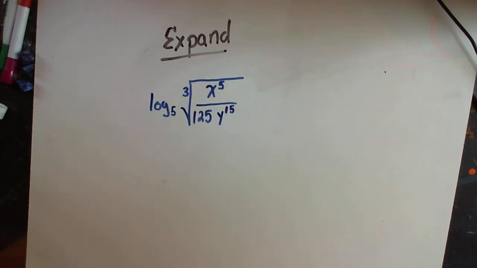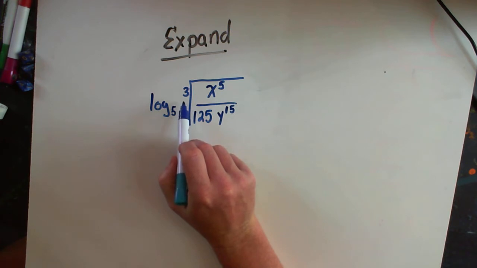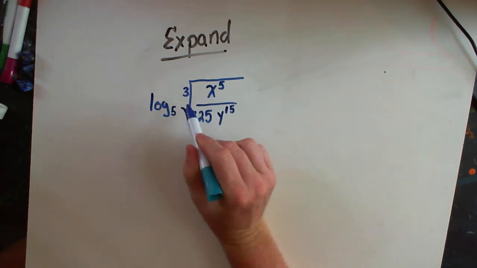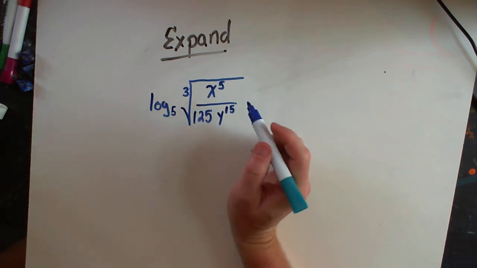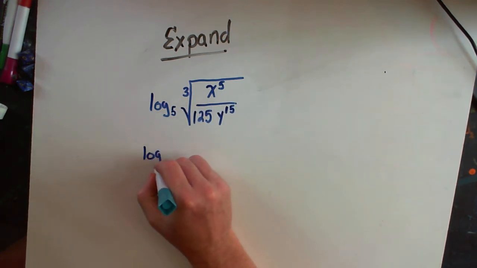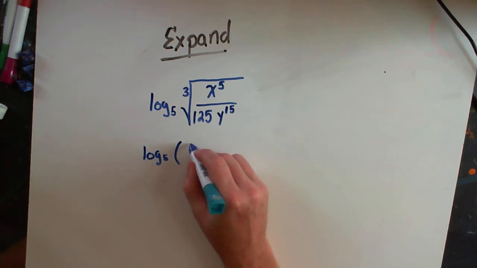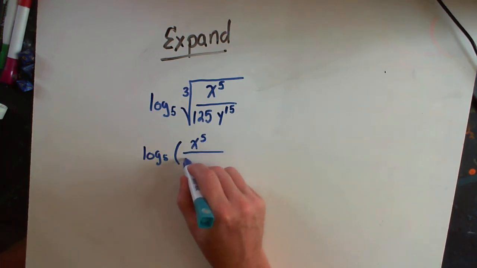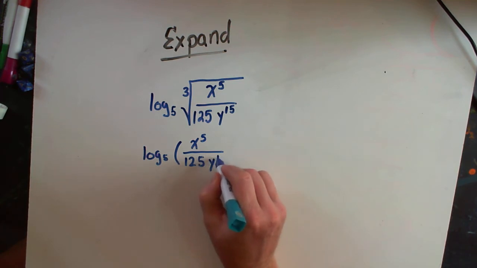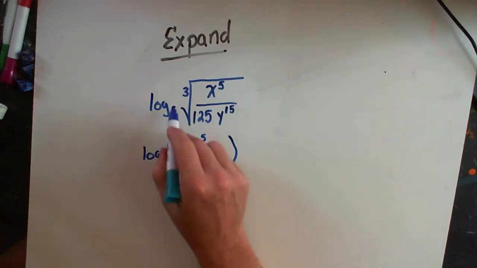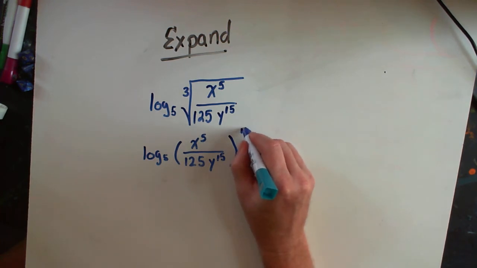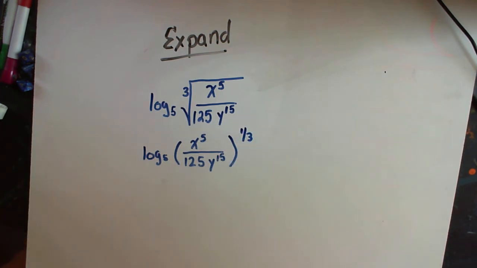Now the next one: log base 5 of the cube root of x to the 5th over 125 y to the 15th. So we need to break this down in several ways. The first thing that we need to consider is this cube root. All of the argument is under that cube root. It's usually a good idea, when I say usually I mean always, to think of your roots in terms of fractional exponents. So a cube root would be the same thing as a 1/3 power.